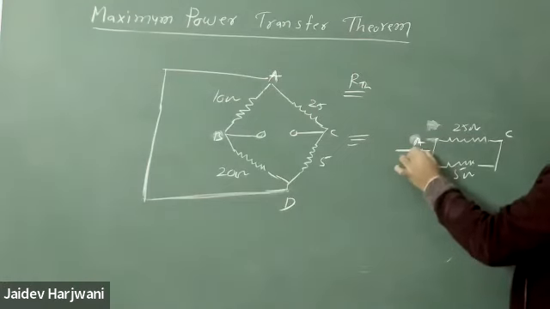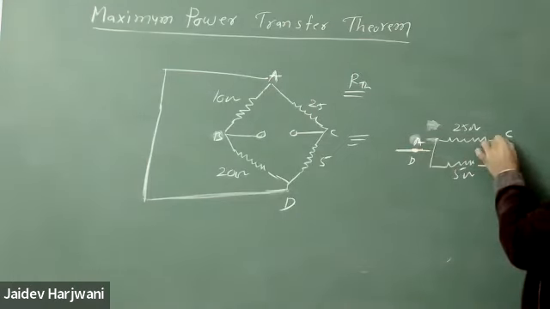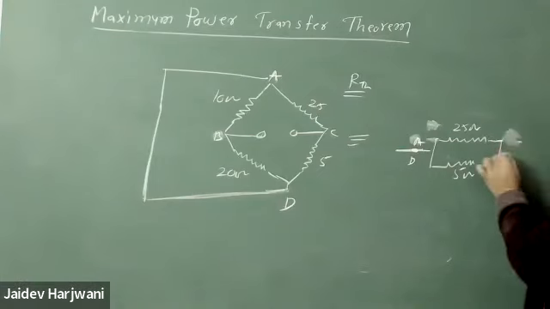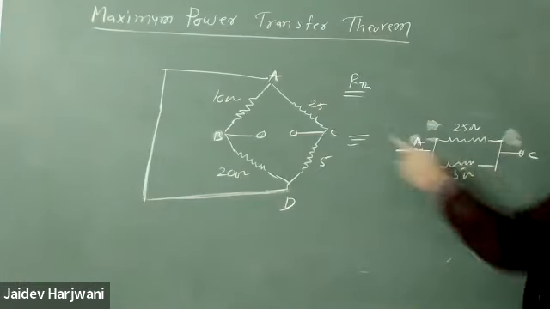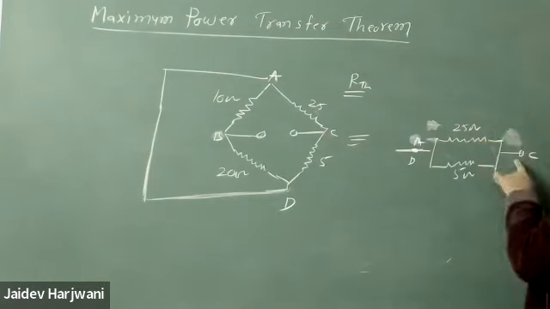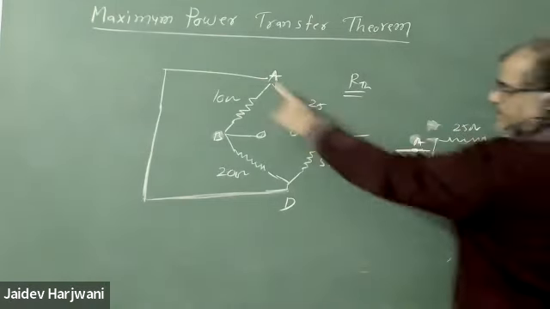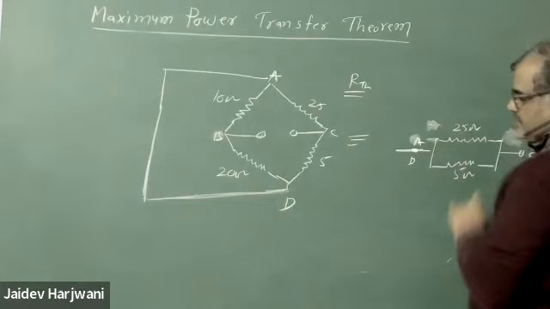Okay, the same point, and say this is my C point. This C point is common to these two resistances. Similarly, this A point or D point is also common to these two resistances.